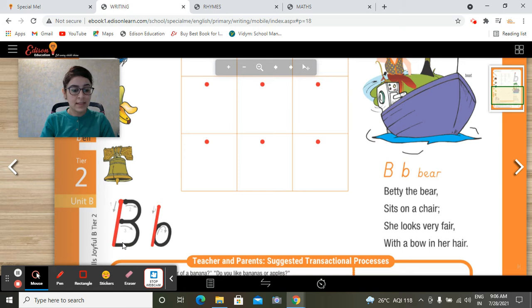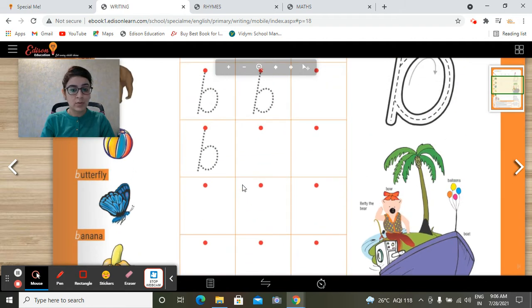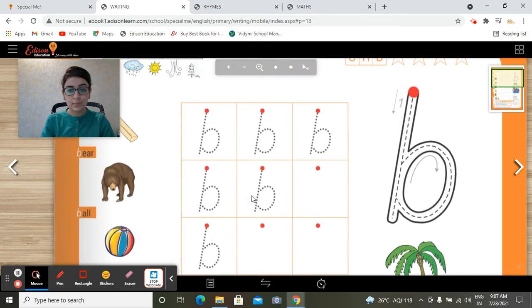So this is letter B. This is capital B and this is small b. Right now we are going to write letter B. First of all, you have to trace the letter. Tracing means you have to join these dots so as to form letter B.